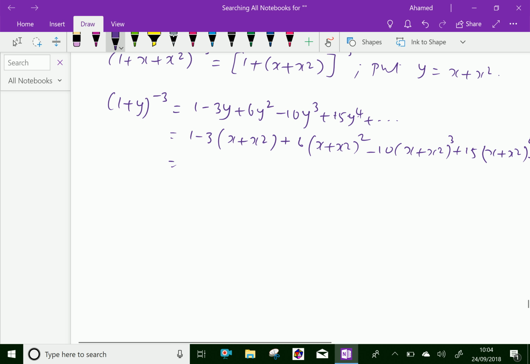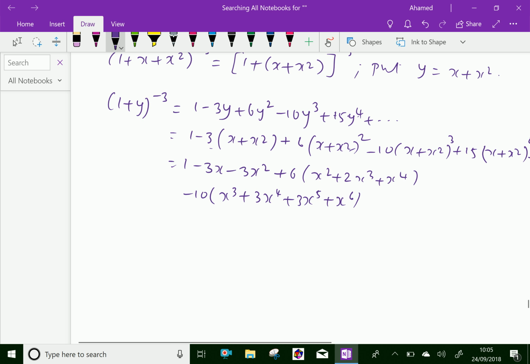For the simplification, you get 1 minus 3 into x is 3x, minus 3 into x square is minus 3x square, plus 6 into (x plus x square) whole square, which is x square plus 2x cube plus x power 4, minus 10 into (x plus x square) whole cube. We can expand like x cube plus 3x power 4 plus 3x power 5 plus x power 6. Further terms are not necessary because they go beyond x power 4.